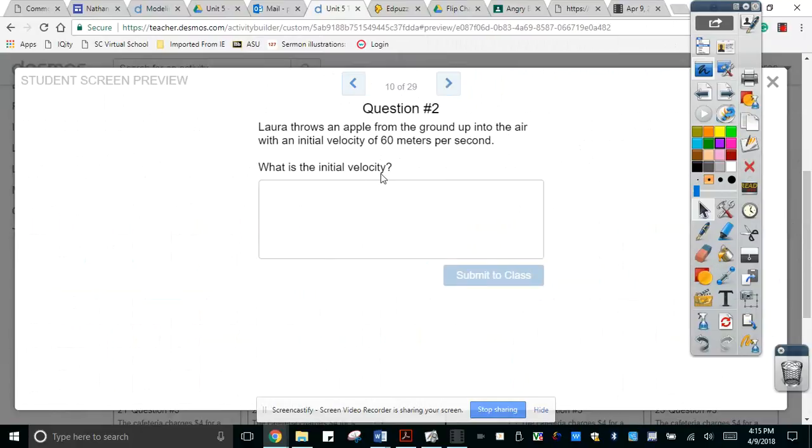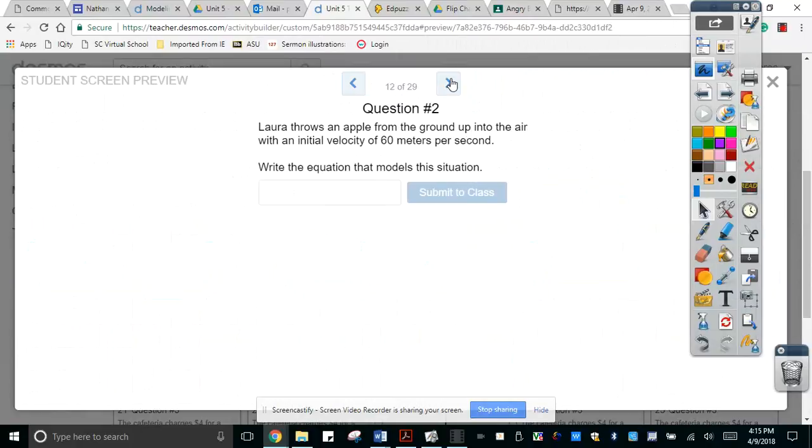All right, this is question number 2 now. Laura throws an apple from the ground. So she started at zero on the ground, up in the air, so the velocity is going up, so it's positive. What's the initial velocity here? It's going to be 60 meters per second. What's her initial height? It's going to be 0 meters because she's on the ground.